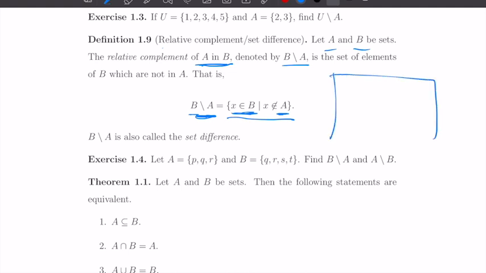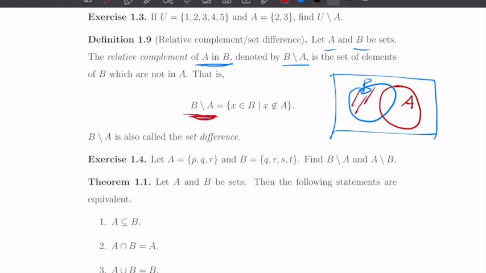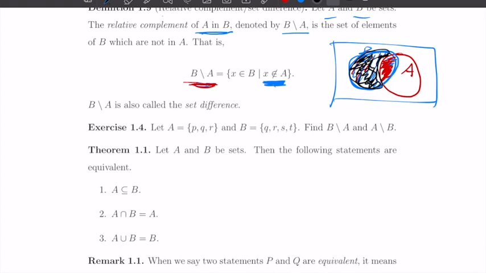Okay, so let's say this is a universe, this is B, and this is A. So this set difference, relative complement of A in B, is a part of B, excluding part of A. So this is B, but excluding part of A. So this means this part. So that's the set difference. Okay, relative complement or set difference.